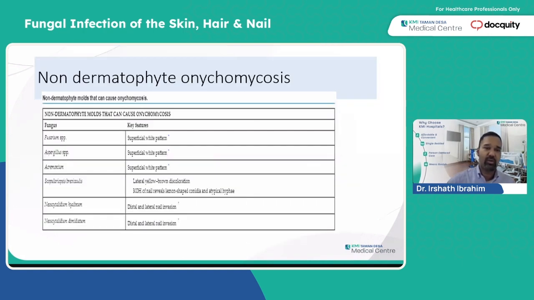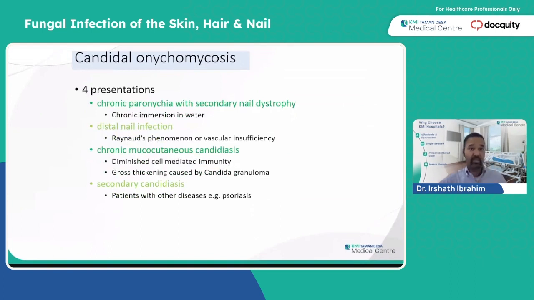So these are some of the non-dermatophyte onychomycosis with the typical presentation: Fusarium, Aspergillus. If you have ever seen patients with those black colored nails, that one is due to Aspergillus niger. Each non-dermatophyte has its particular key features and pattern. And then Candida onychomycosis also has a typical presentation. There are 4 types of presentations: chronic paronychia, distal nail infection, chronic mucocutaneous candidiasis, or secondary candidiasis.